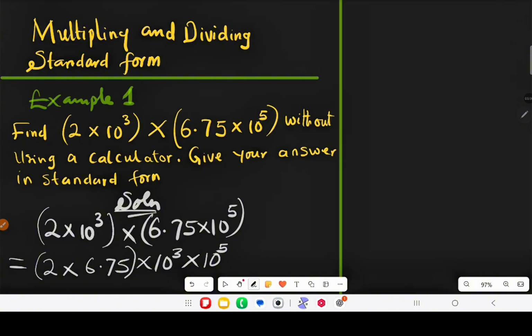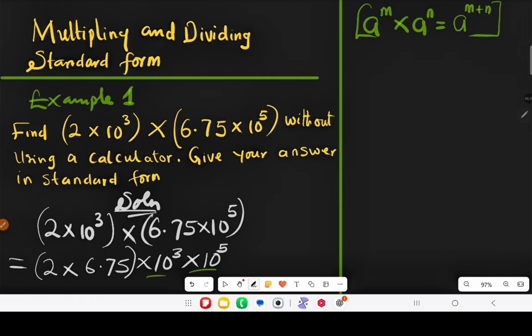Now, in law of indices, since they have the same base, we have the multiplication law of indices, which states that whenever we have numbers of the same base, which is a raised to the power of m times a raised to the power of n, we can express this by taking one base, then we add up the powers, which is m plus n. And if this is true, we are going to apply it here.